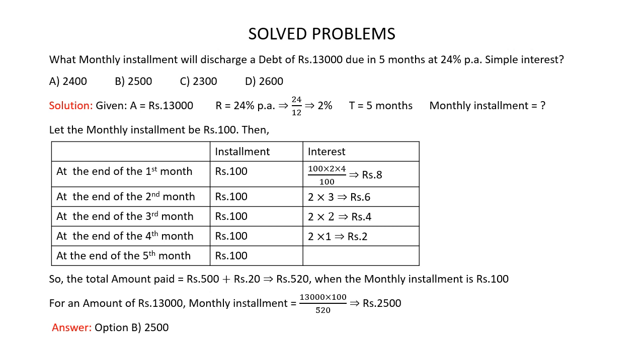So here debt is given. Debt is nothing but amount. So amount is equal to rupees 13,000. Rate of interest per annum is given as 24% per annum.